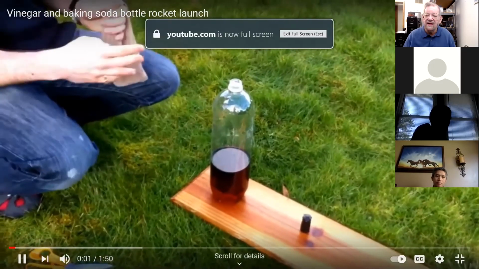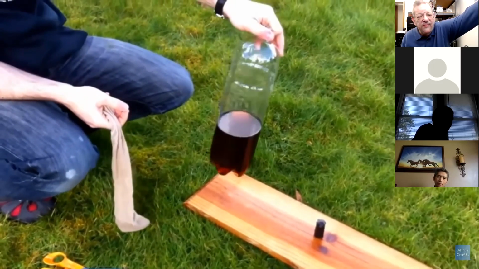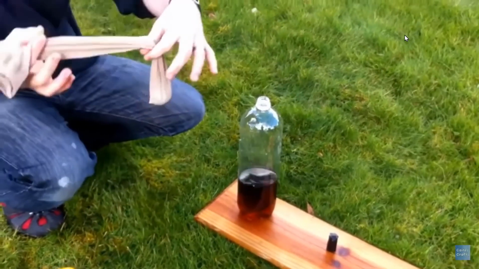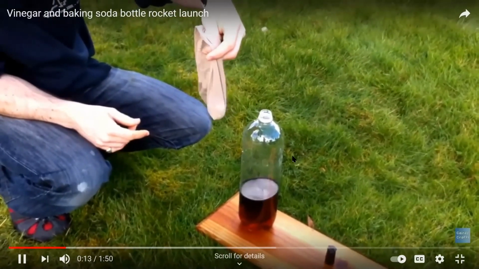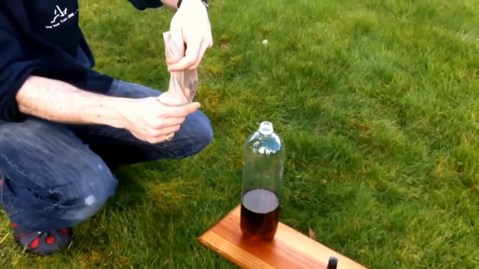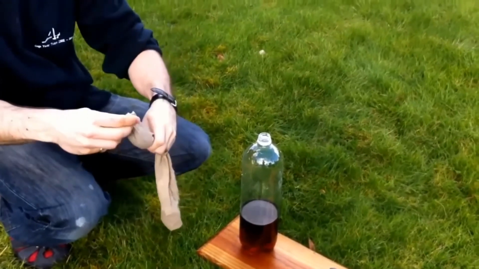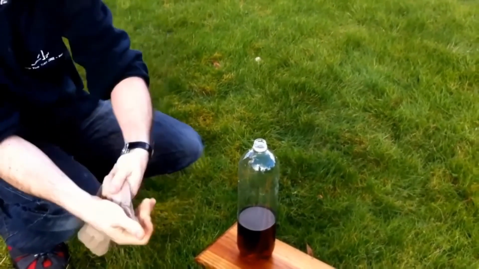Okay, take number 3. This time, we've got a mixture of 1 cup vinegar to 1 cup warm water in a 2-litre drinks bottle with our launchpad system here. This time we're putting the baking soda inside a pop sock that's made out of tights. Now hopefully that will mean that the vinegar can get inside the pop sock more easily and it won't get wedged in the end of the bottle when it's about to go off, which should mean the gas gets out more easily. Here we go then.